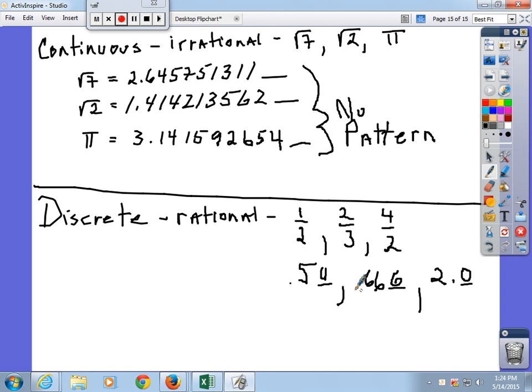So, do you have predictability with rational numbers? Is it more solid? Okay, so discrete means solid. Continuous means not solid, means not predictable. And it still won't tell us nothing new.